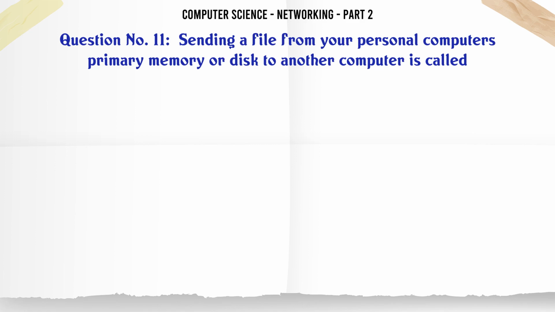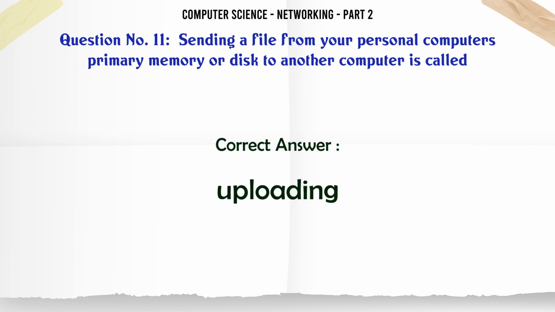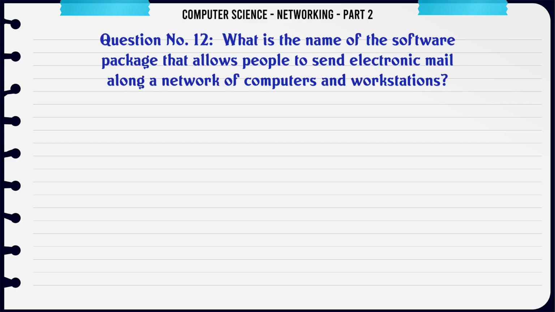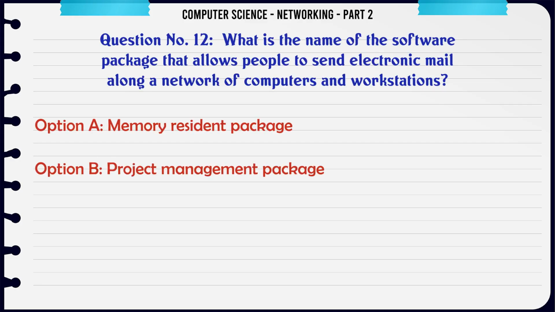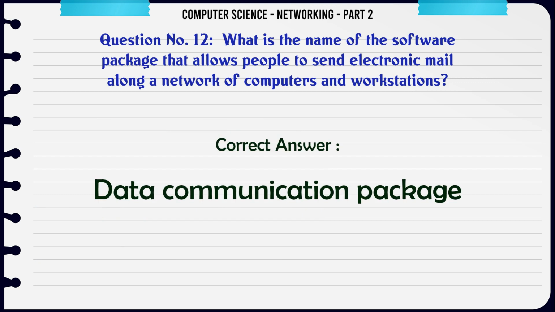Sending a file from your personal computer's primary memory or disk to another computer is called A. Uploading. B. Downloading. C. Logging on. D. Hang on. The correct answer is uploading. What is the name of the software package that allows people to send electronic mail along a network of computers and workstations? A. Memory resident package. B. Project management package. C. Data communication package. D. Electronic mail package. The correct answer is data communication package.